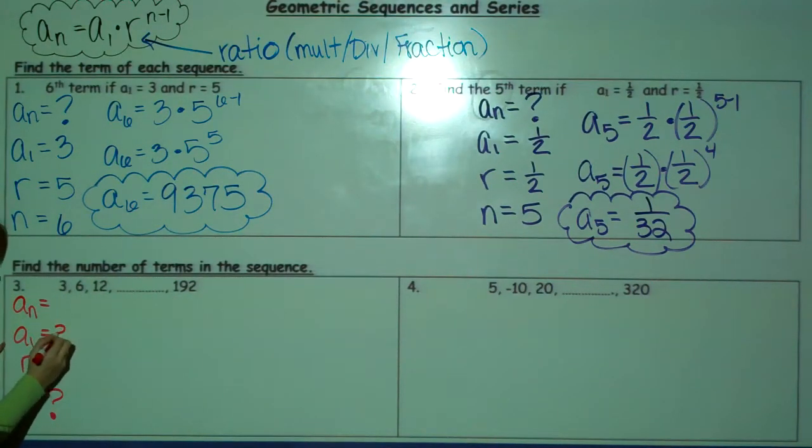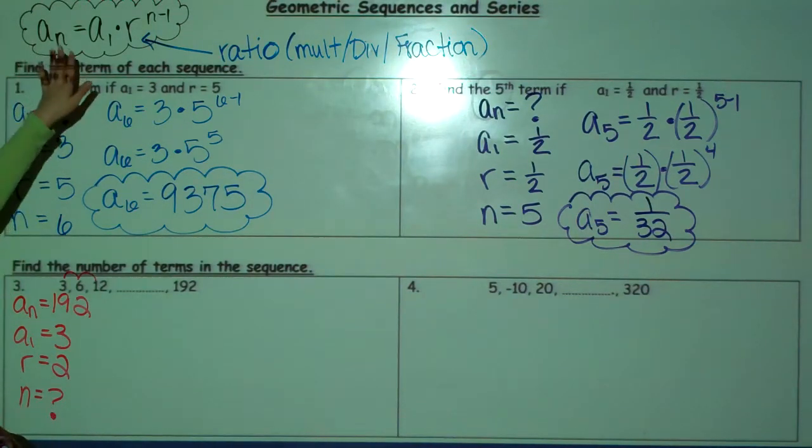We know the beginning is 3, and we know that the end is 192. And we can also find the ratio. What are we multiplying each of those by to get to the next number? Well, it's times 2. 3 times 2 is 6. 6 times 2 is 12. So we know that the ratio is 2.